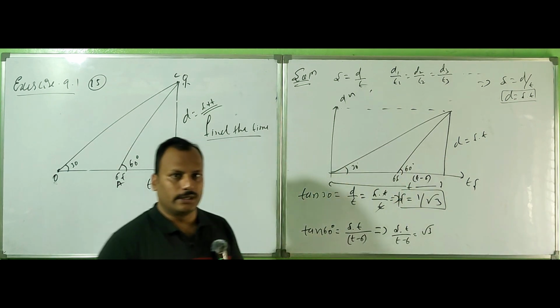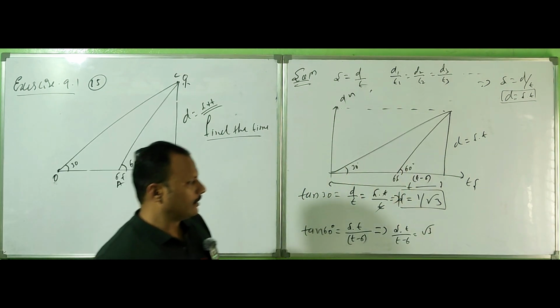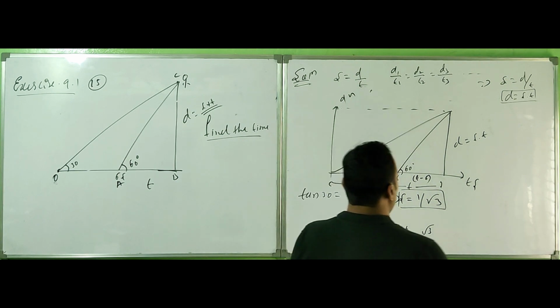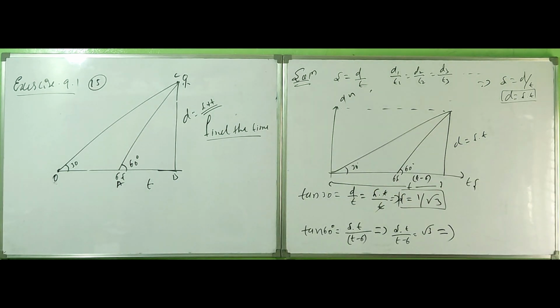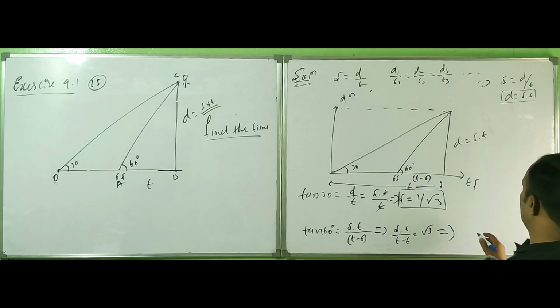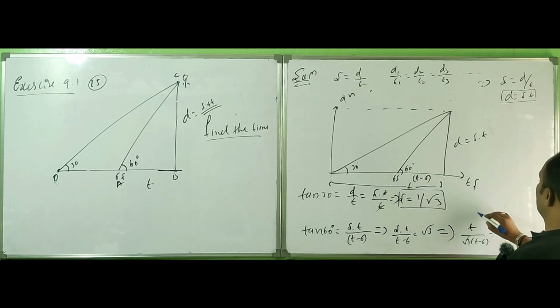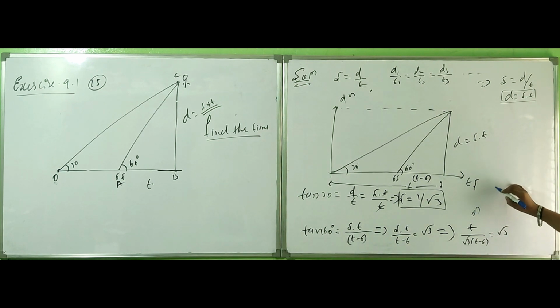Tan 60 is equal to root 3. What is the value of S? The value of S is 1 by root 3. So T by root 3 into T minus 6 is equal to root 3. This implies T is equal to root 3 into root 3, which becomes 3, into T minus 6.